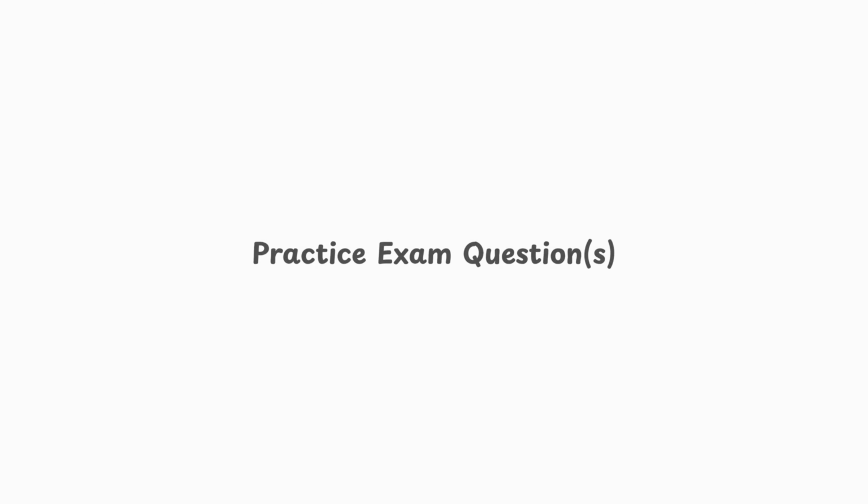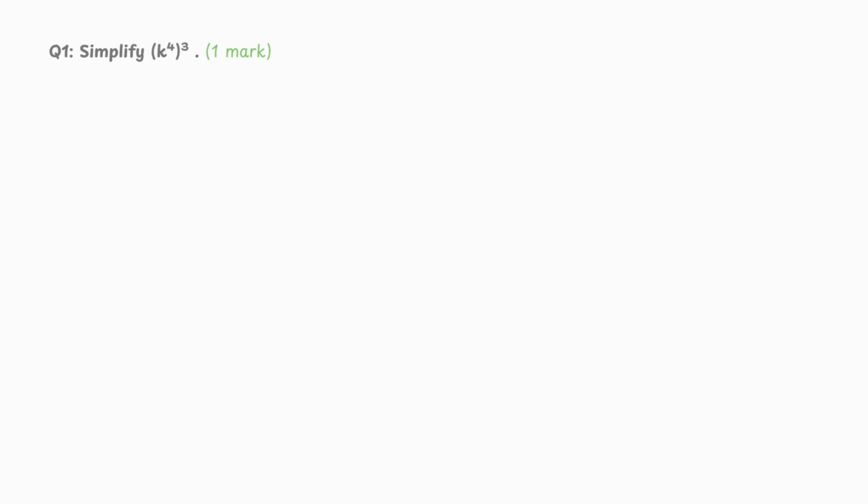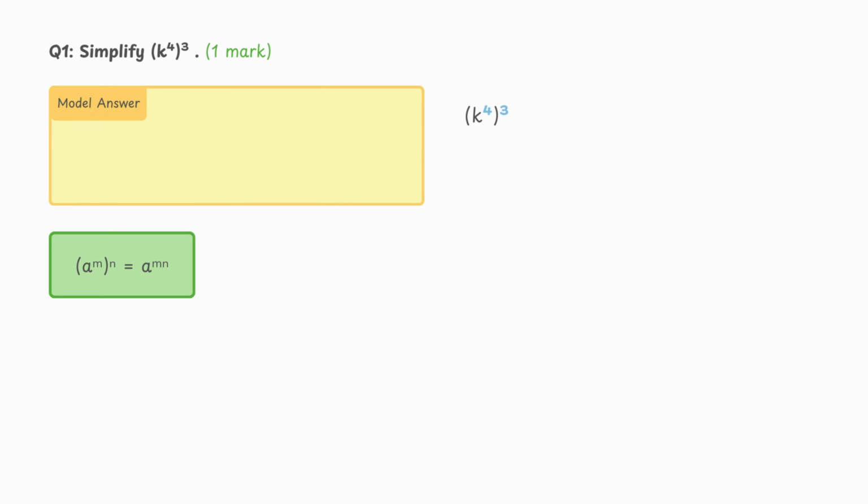Now let's dive into some exam-style practice questions. You can pause the video and try it yourself. Let's simplify k to the power of 4, all raised to the power of 3. This is an example of a power raised to another power. The rule tells us that when a power is raised to another power, we multiply the indices. Here, the first index is 4. The second index is 3. So we multiply 4 by 3. 4 multiplied by 3 equals 12.